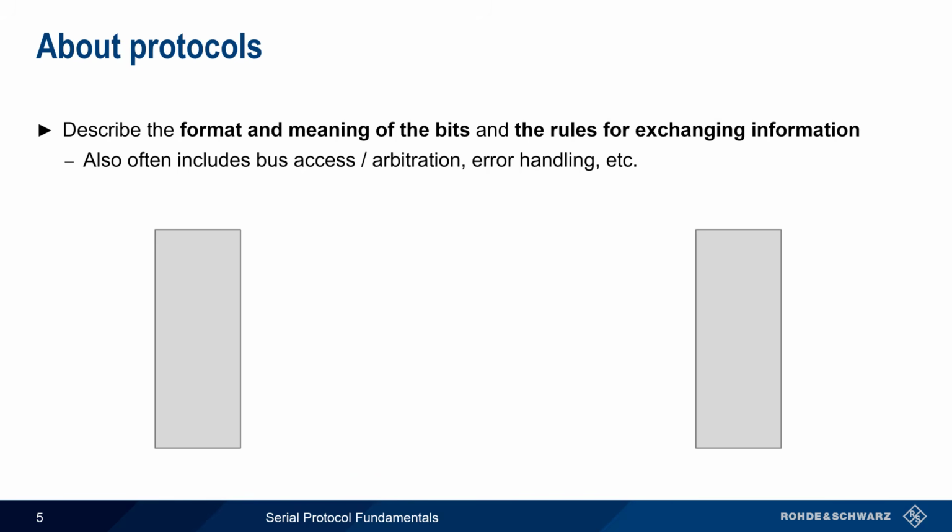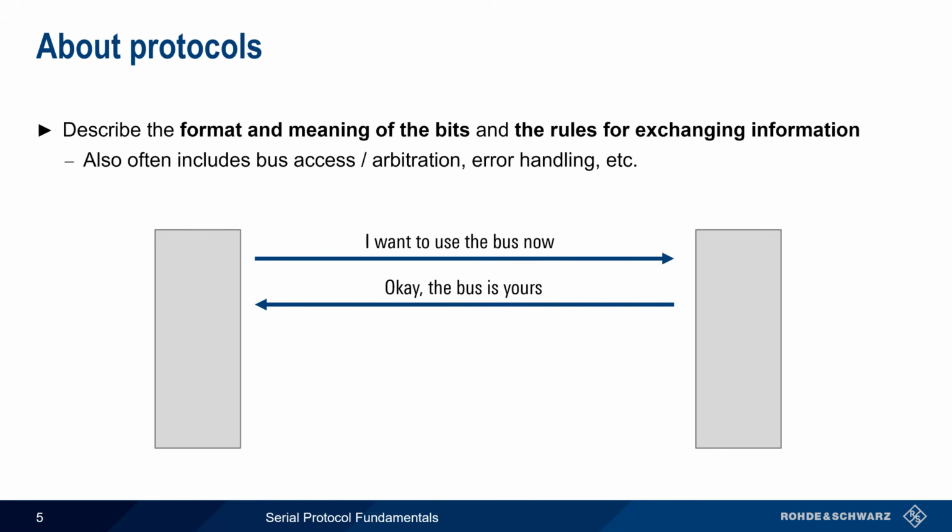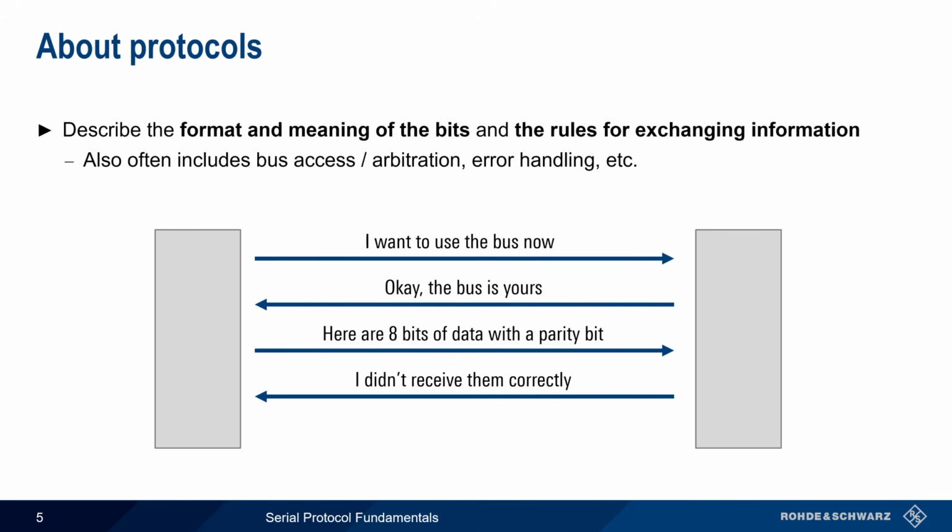For example, a node might start by announcing its intention to use the bus, and after being granted access, it would then send data in an agreed-upon format. If the data were not received correctly, the protocol might specify a procedure to follow for requesting retransmission of the data.